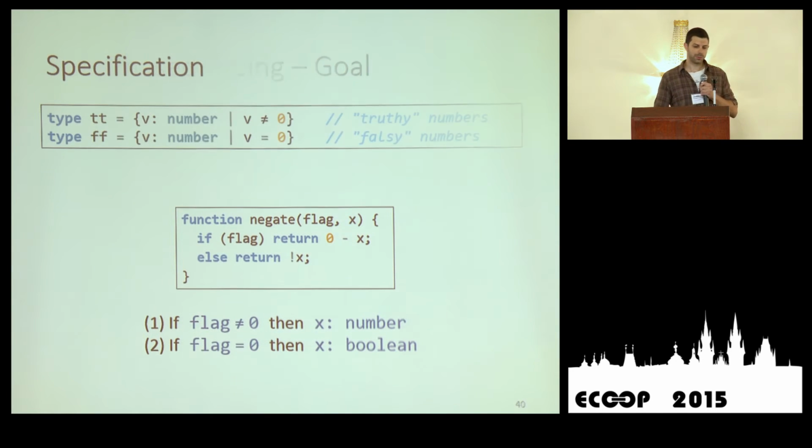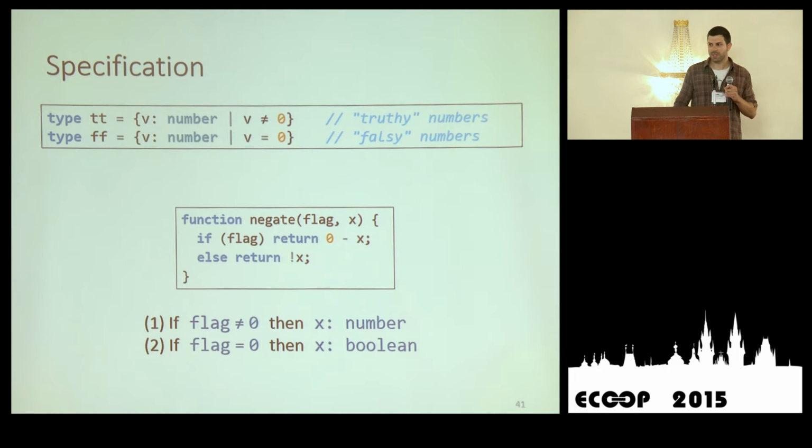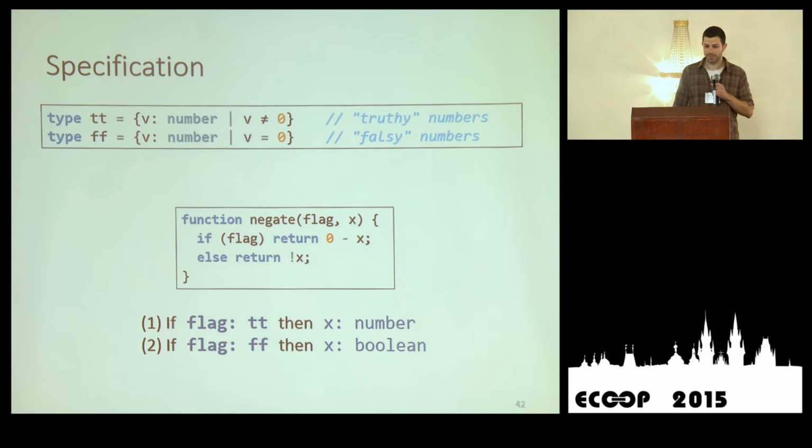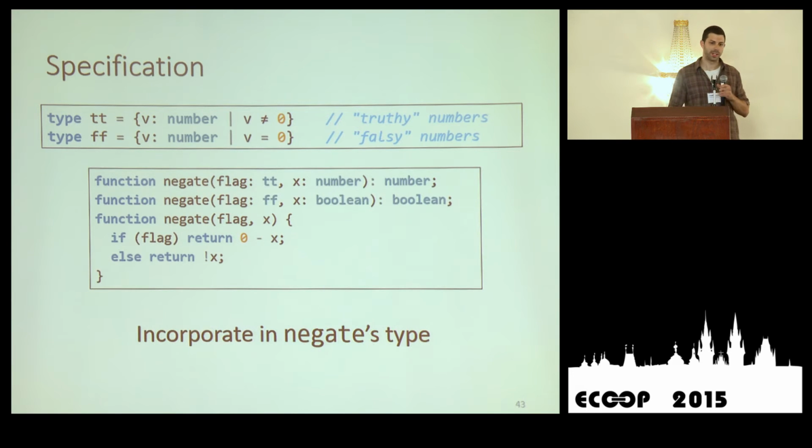So moving on, let's see how we can actually describe this intuition through a specification and using the refinement types that we talked about earlier. In particular, let's see a couple of extra definitions for truthy types and falsy types. These are basically numeric types whose value is non-zero in the first case and 0 in the second one. And now the intuition that we described earlier can be encoded as: if the flag has a truthy type, then x is in fact a number. Otherwise, if it's falsy, then x needs to be Boolean. And we can actually incorporate this intuition in negate's type into an overloaded signature for negate.